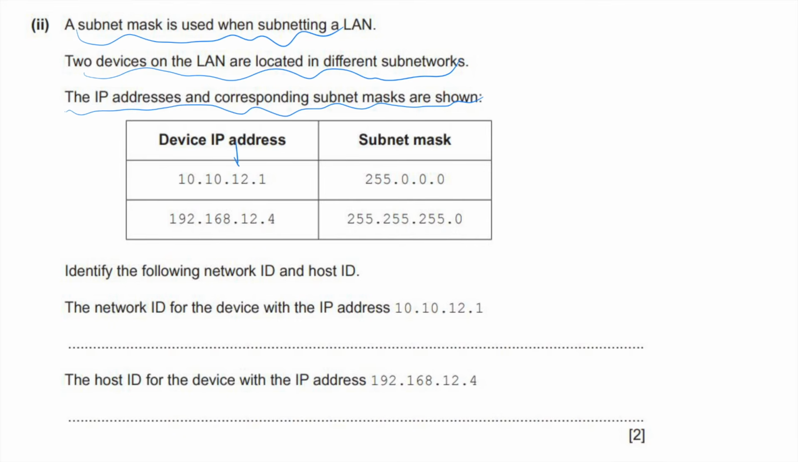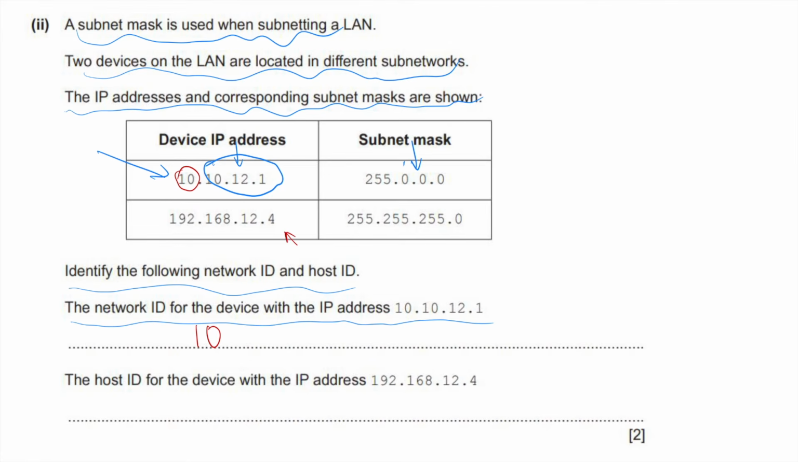So for the first IP address, we have an IP address right here, and we have a subnet mask right here. And this IP address is something that's already been calculated. So you've gone through the whole process of calculating our subnet IP addresses using our subnet mask. Right here it says identify the following network ID and host ID. The network ID for the device with IP address 10.10.12.1: because our subnet mask is going to be pretty big, covering all of this, that means our network ID is just going to be this right here, and so our network ID is going to be 10.